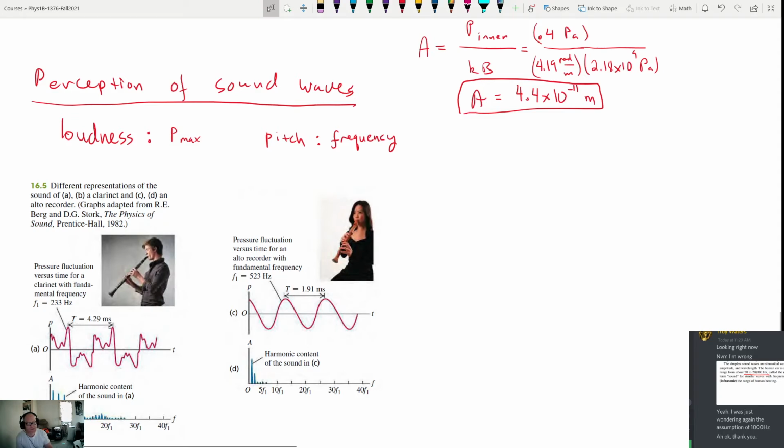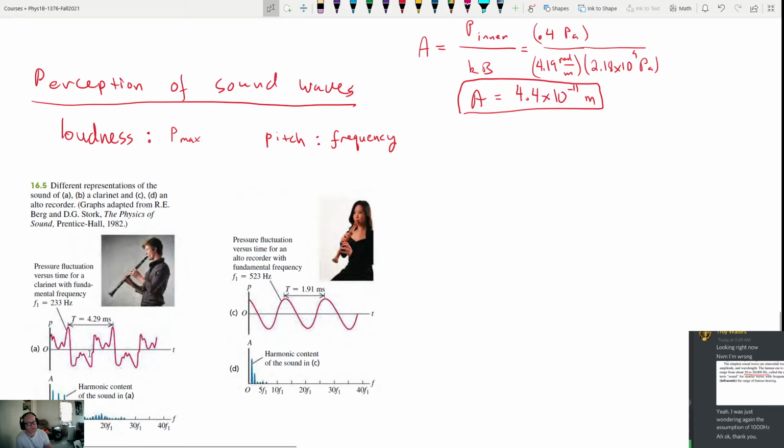So it still has the properties of being a wave, but it's no longer a simple sinusoidal wave. If we compare that to the pressure fluctuation, again pressure versus time being plotted here, this is for an alto recorder with a fundamental frequency of 523 hertz. So the frequencies are different, but the recorder seems to be producing a very sinusoidal wave function. And that means that when you hear a tone produced by the clarinet versus a tone produced by a recorder, they're going to sound different from each other.